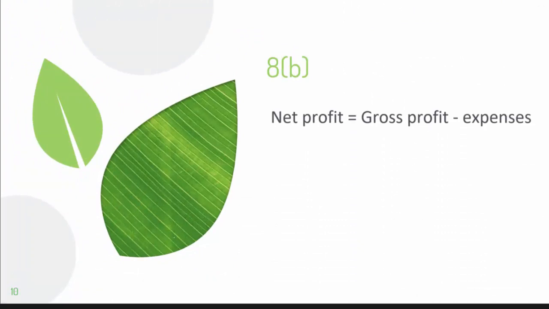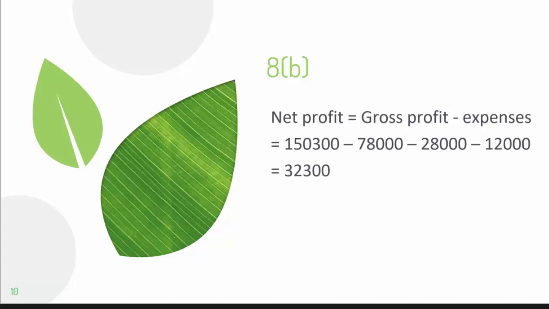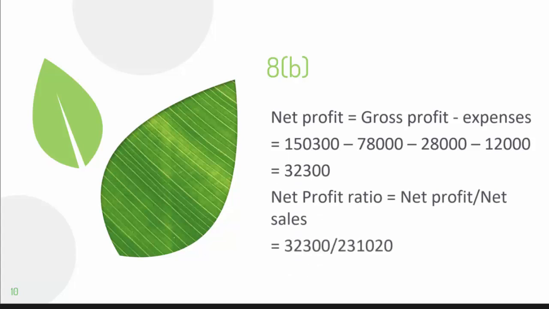So in this exercise, you weren't given net profit, so you had to take your gross profit and take away the other expenses that were given to you, admin expenses and so forth. So when you calculated that, you got a net profit of 32,300. Put that into the formula, and you get 32,300 divided by 23102, and you get close to 14%.